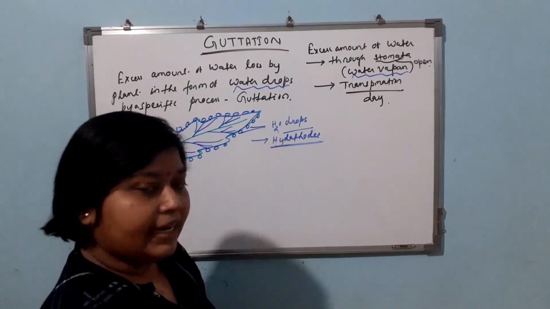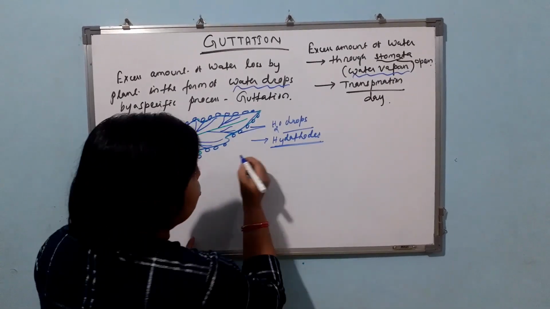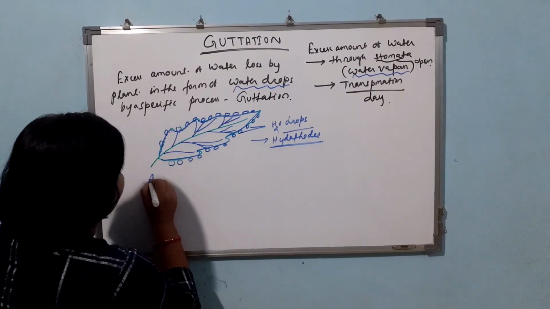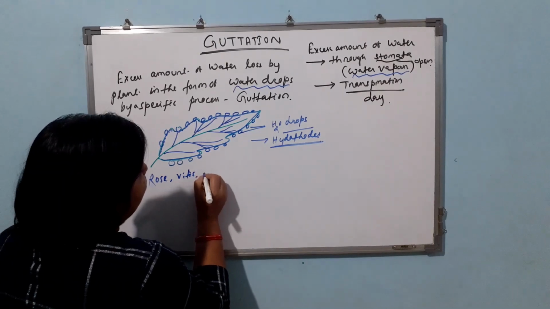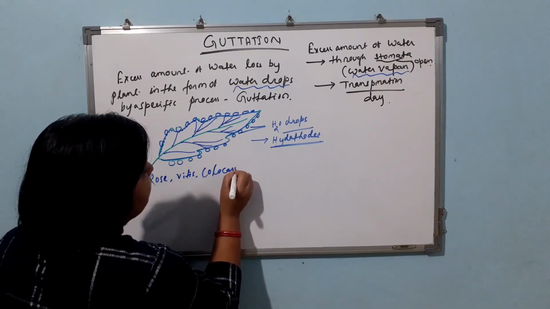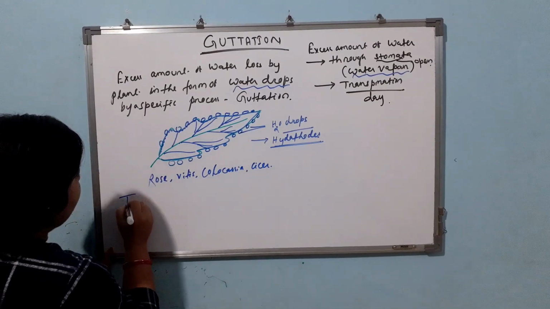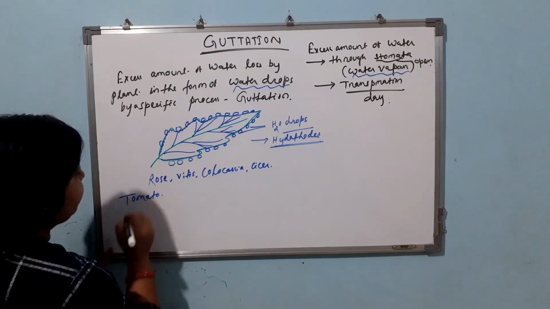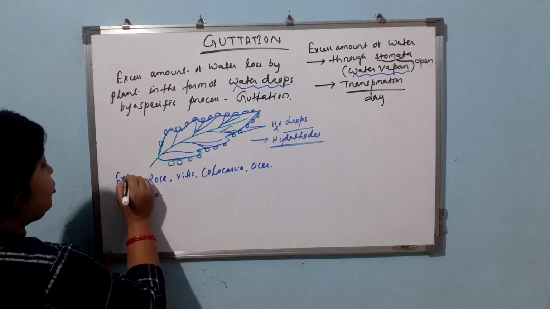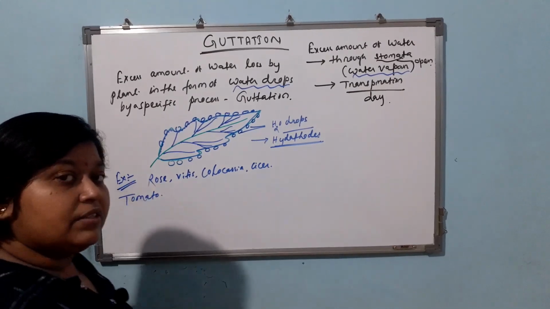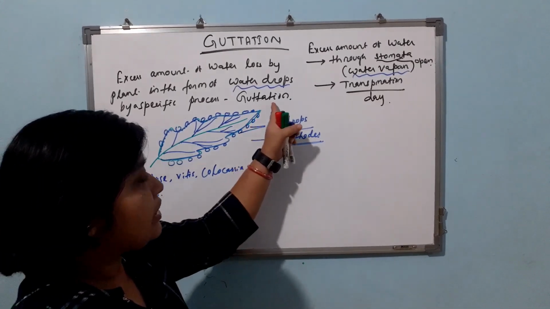You will find these hydathodes in certain angiospermic plants like rose, vitis, colocasia, sisal, and tomato. These are examples of angiospermic plants which contain hydathodes, which help in the guttation process.